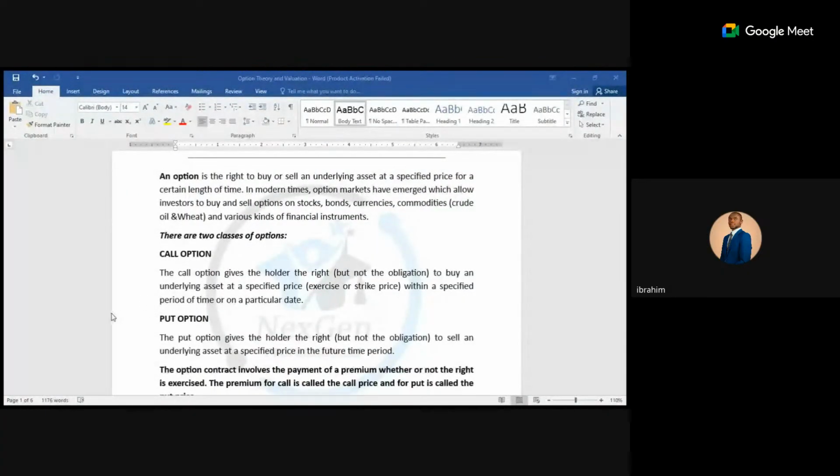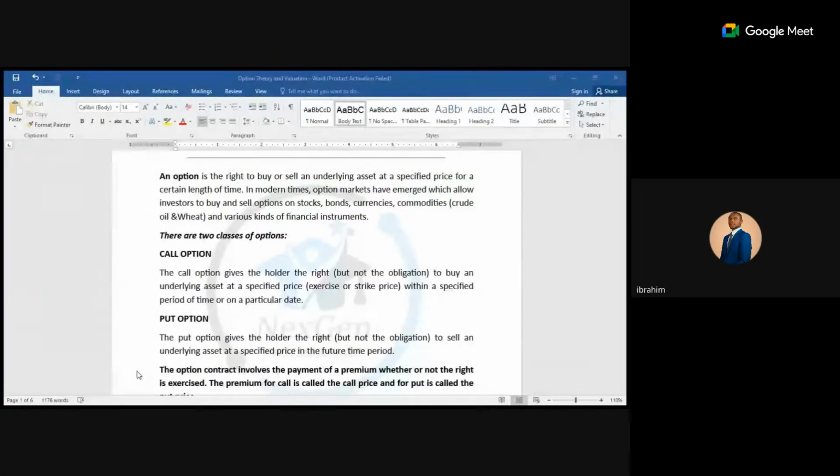Now, there are two classes of option, where we have the call option. Call option is an option to buy. It gives the holder the right, but not an obligation, to buy an underlying asset at a specified price. This specified price is called the exercise price or strike price, with a specified period of time or on a particular date, meaning that you can go to the option market today and approach First Bank that you want to buy an option at a specified date.